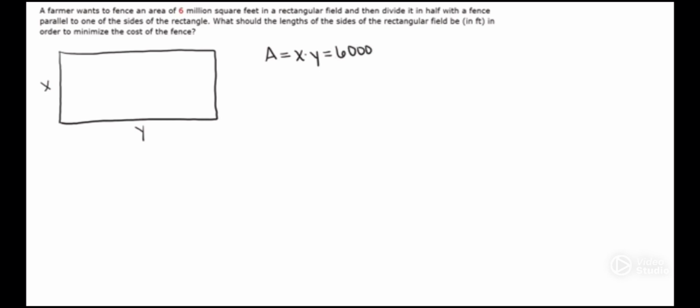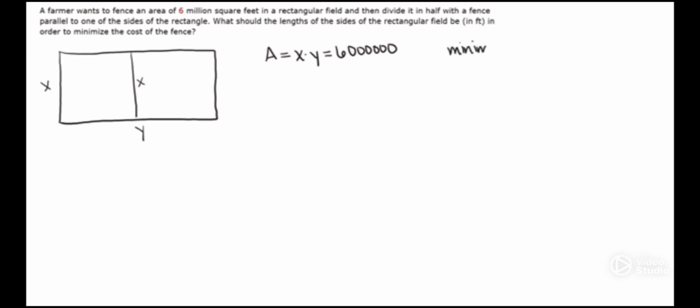We know that our area is length times width, so x times y will be representing our area, which we know is 6 million square feet. Now, we also have to take into account that we have another x side, which is present on the other side, which is down the middle, since the farmer wants to divide it in half with a fence parallel to one of the sides of the rectangle.